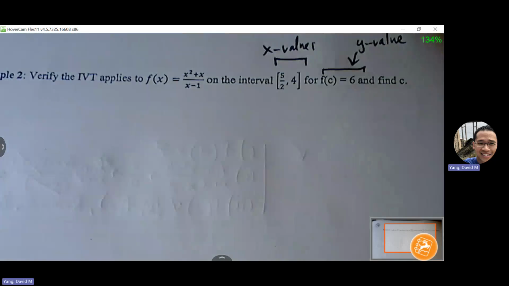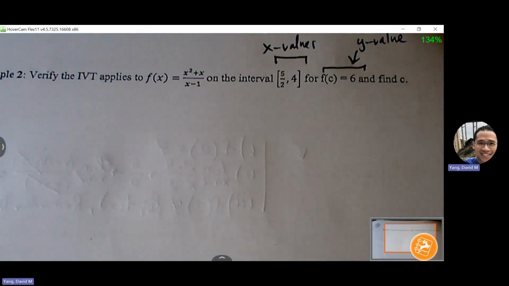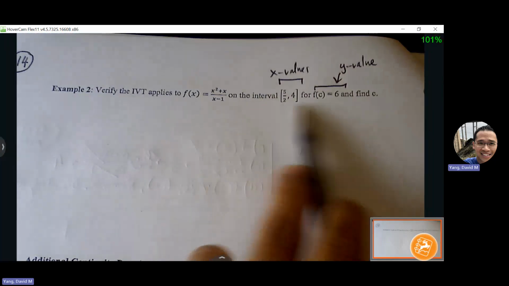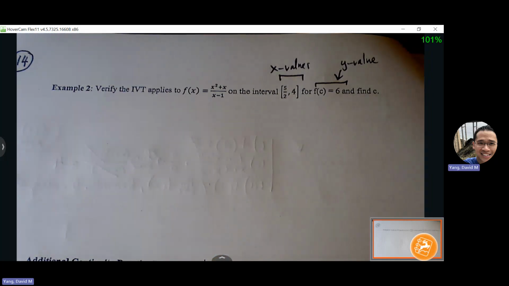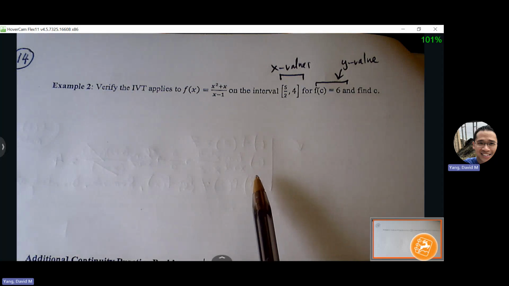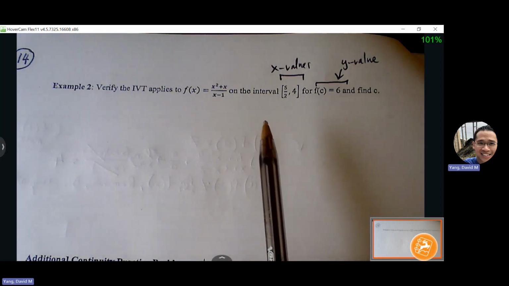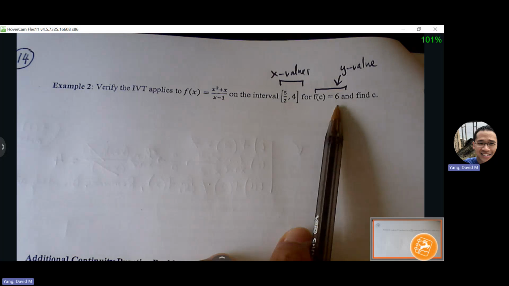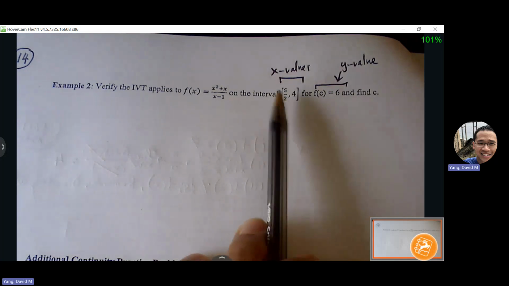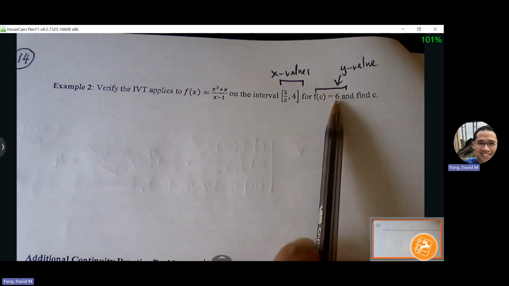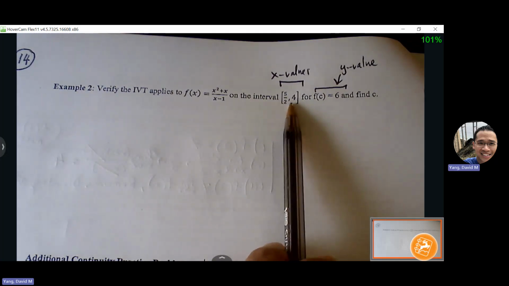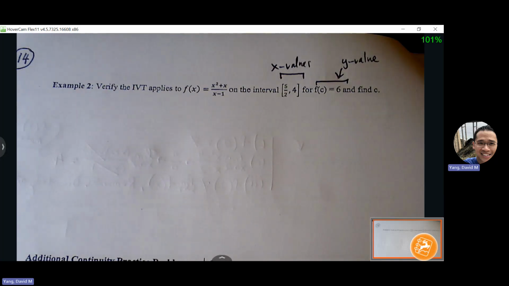So make sure that we're not comparing the wrong things, right? We don't want to compare x values with y values. We want to compare y values with y values. The interval will always be x values, and the target is always the y value. What I see some students do is say, oh, 2.5 to 4. Well, 6 is not between 2.5 and 4, so therefore IVT doesn't apply. And we're not comparing the same values if we did that.